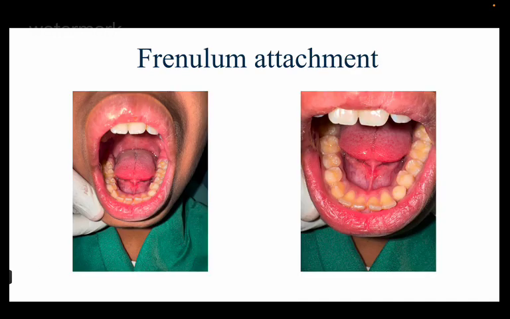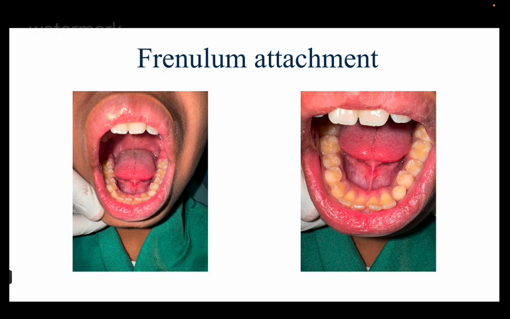So this is a patient we have operated on. Here you can see the high frenal attachment. From the gingiva, there is a small tissue which is attached to the tip of the tongue. Here the tongue movement was grade 3, where the patient can move it up, but he cannot completely touch the tip of the tooth or the palate. If he tries to do so, he cannot open the mouth. So this is the difference.